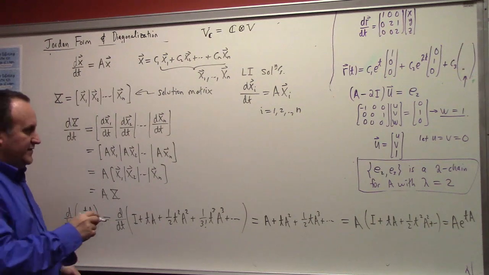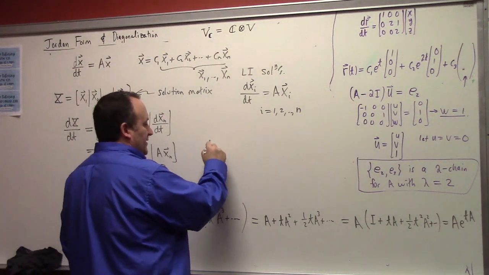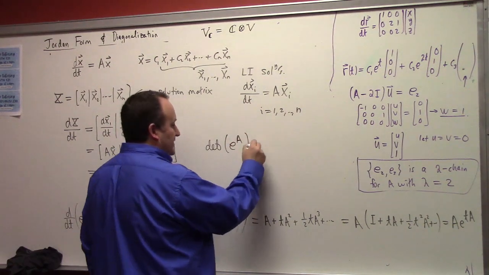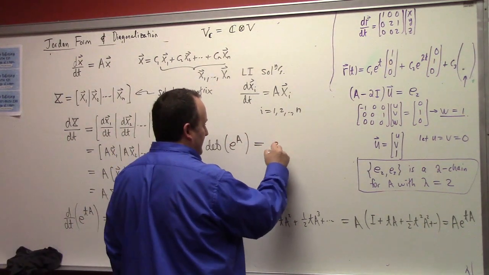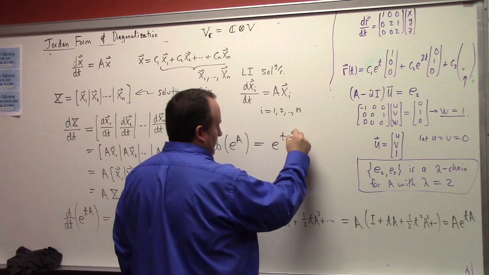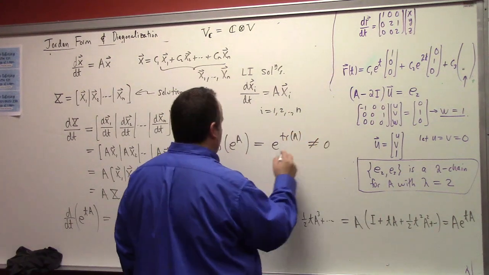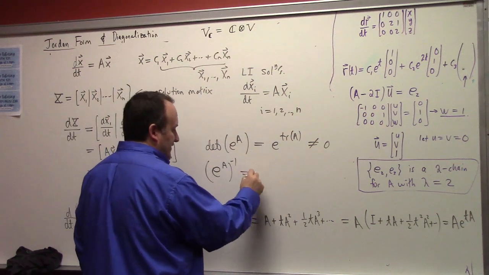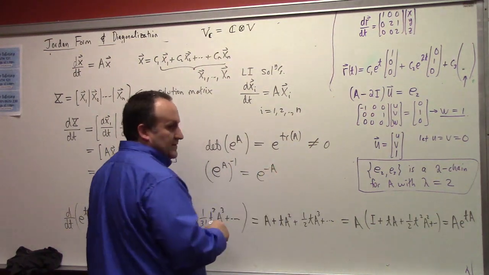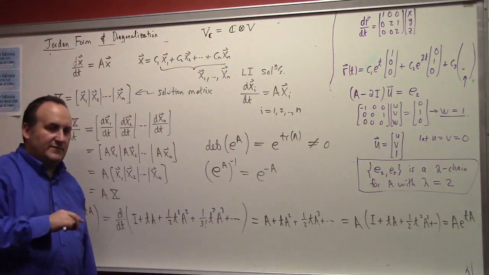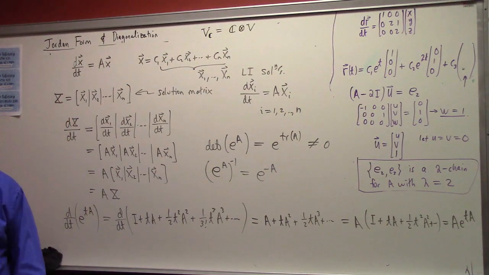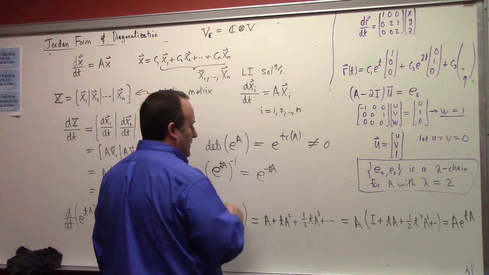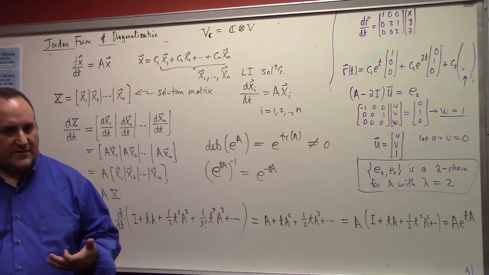Now, I should mention, we can prove that the determinant of the matrix exponential is actually equal to the exponential of the trace of A. So it's not equal to 0. Or more to the point, you can prove that e^(At) is invertible, and its inverse is just this. So it is an invertible matrix of functions. I should put t's here for any time.